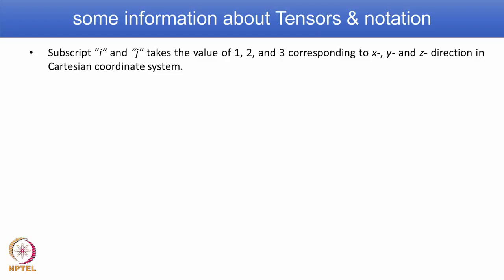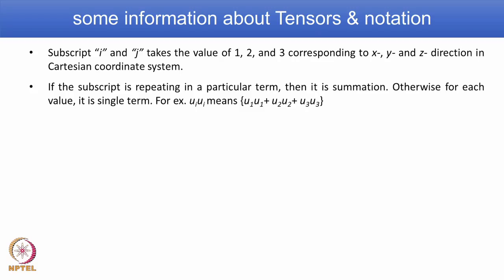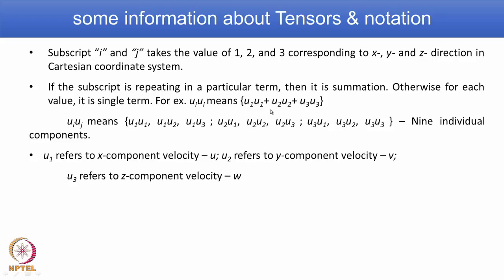We use subscripts i and j, and i and j will take values 1, 2, 3. If the subscript is repeating in a particular term, then it is a summation, otherwise each term is a single term. For example, ui is a particular term, where subscript i is repeating. For every value of i you get one term, but then they are summed up, and as you can see here, ui means u1 plus u2 plus u3.